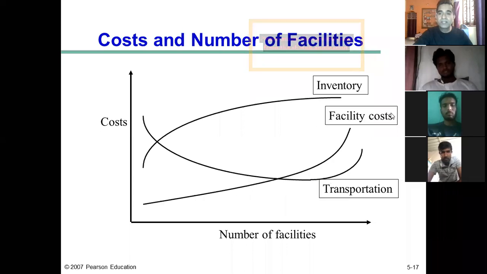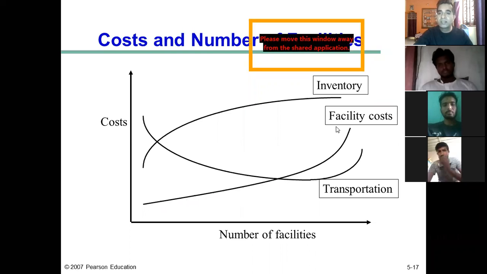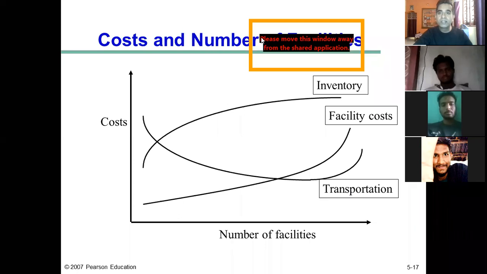And finally, facility costs. The cost of the infrastructure, land, building, machineries, and assets itself also goes on increasing as the number of facilities goes on increasing. So this is how the different costs, that is inventory cost, facility cost, and transportation cost, behave with the increase in number of facilities.